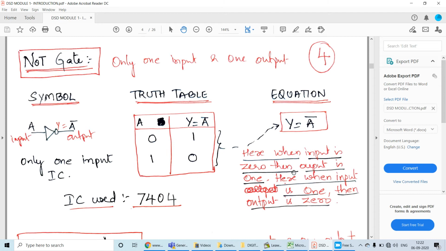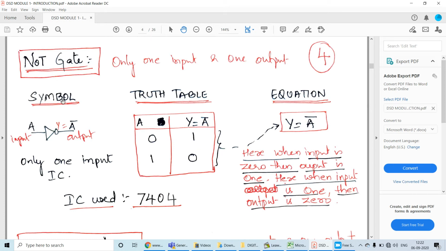So when I say one input, then definitely 2 power 1, so you will have two combinations. So either it is 0 or 1. So NOT is always giving the complement of the given input. If the input is 0, then the output is 1. If input is 1, then the output is 0. So complement of the input is what NOT gate gives you always.